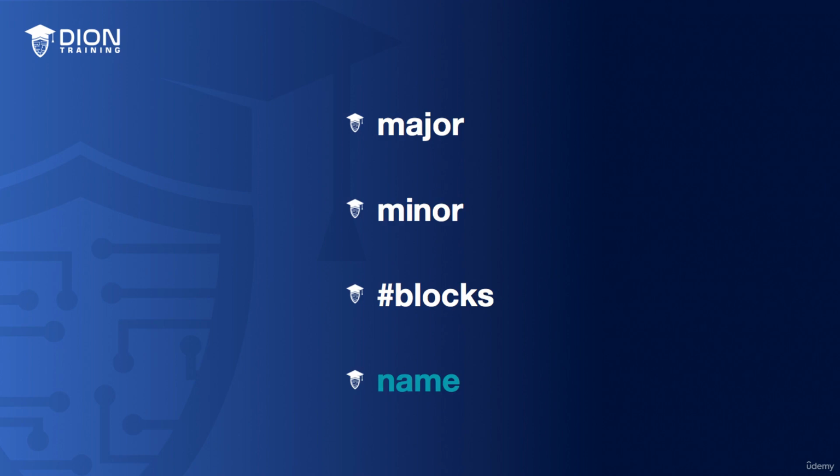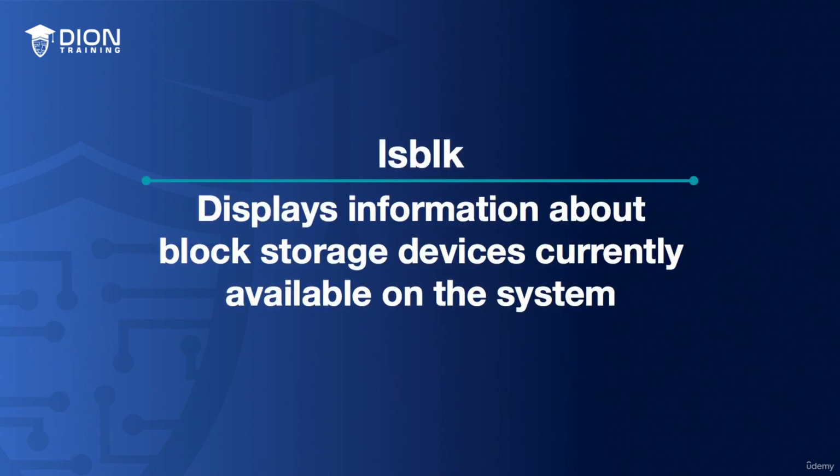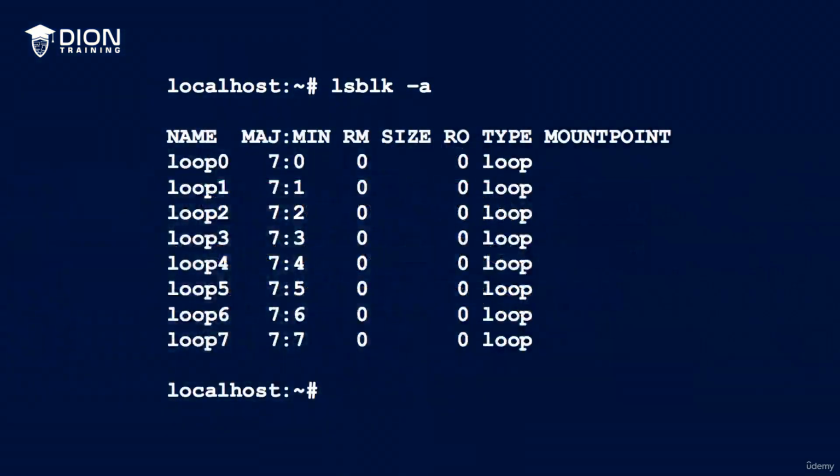Another command we can look at is the lsblk command. Now, lsblk is the command that's going to be used to display all the information about block storage devices that are currently available on the given system. The output is going to be displayed in a tree-like format, with each physical disk at the top of the tree and each partition or logical volume branching off from that device.